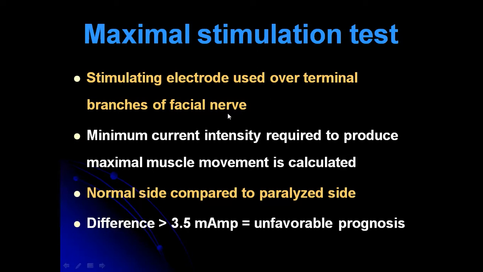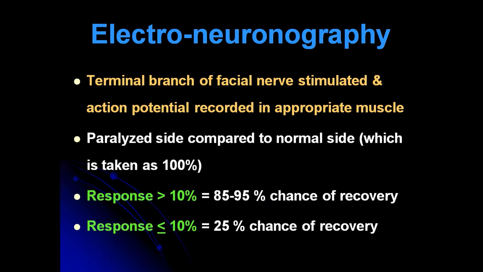There are three responses that you can see: equal, decrease or absent. This is the maximal stimulation test. You compare both sides. This is also not a very important test. Electro-neuronography is very important.